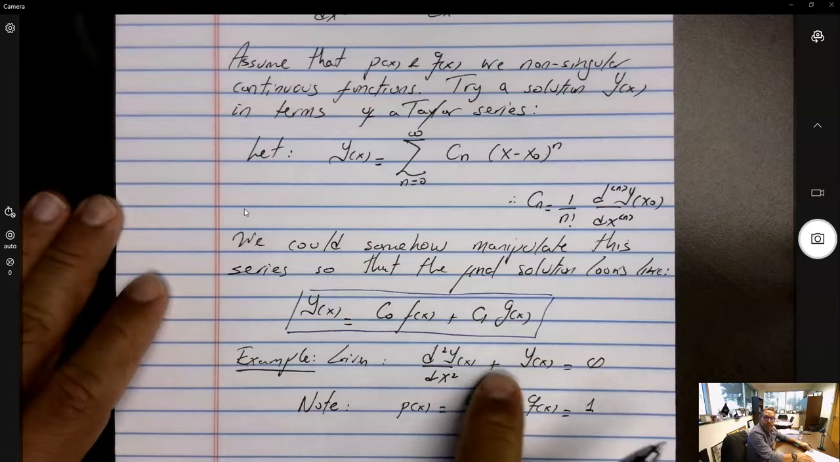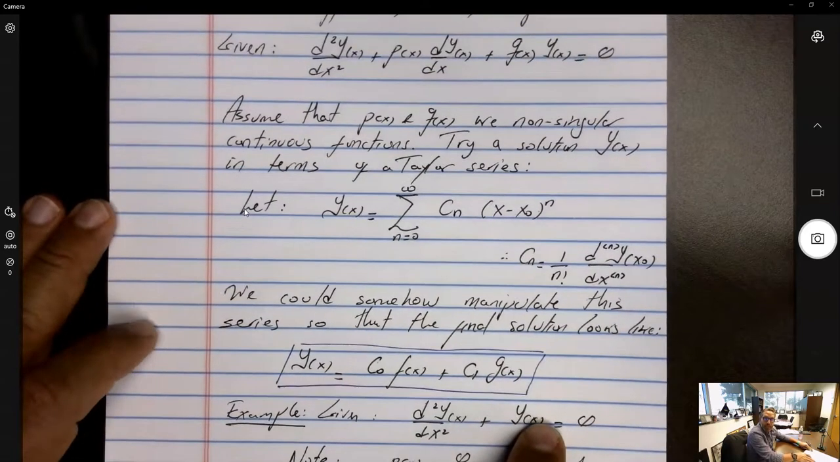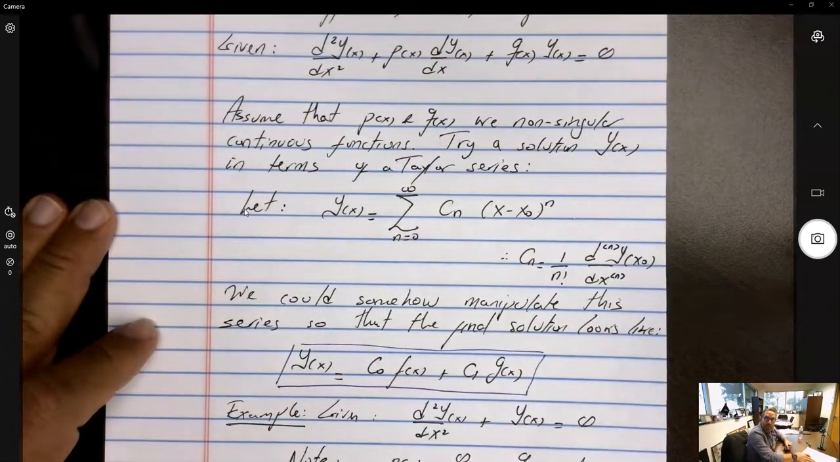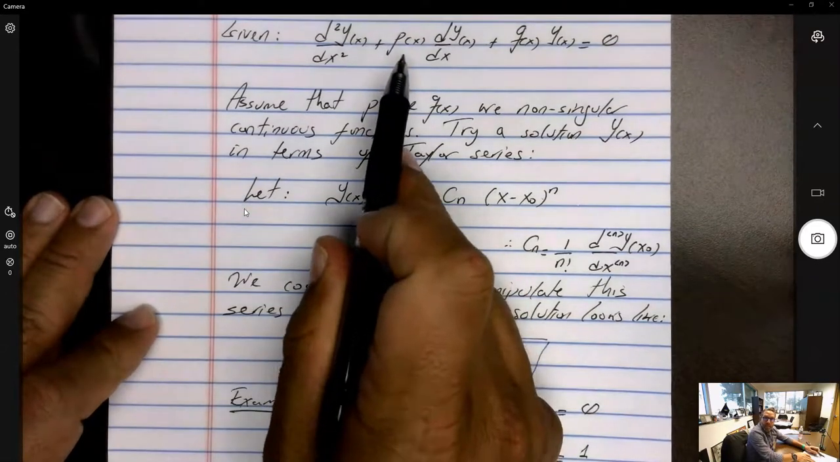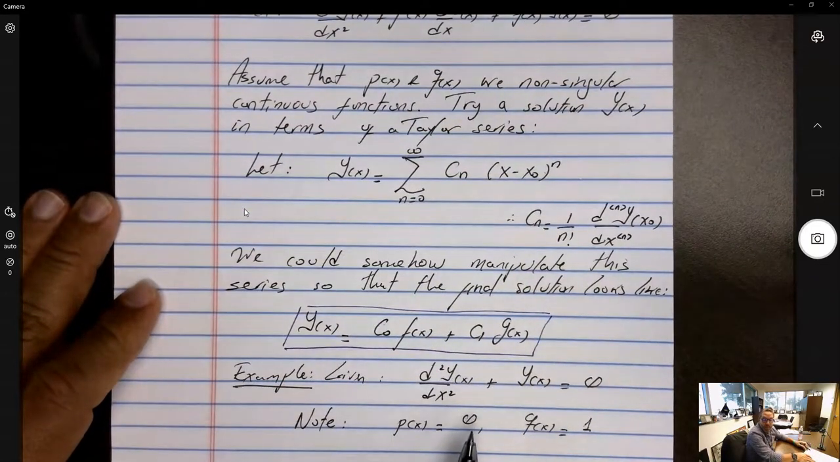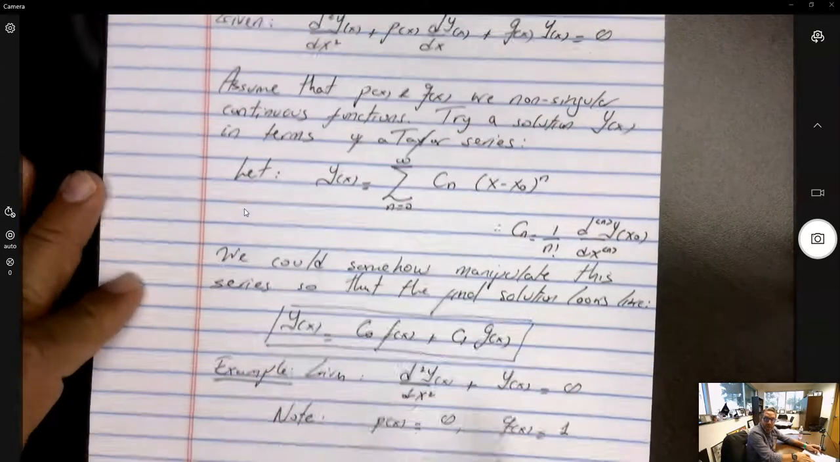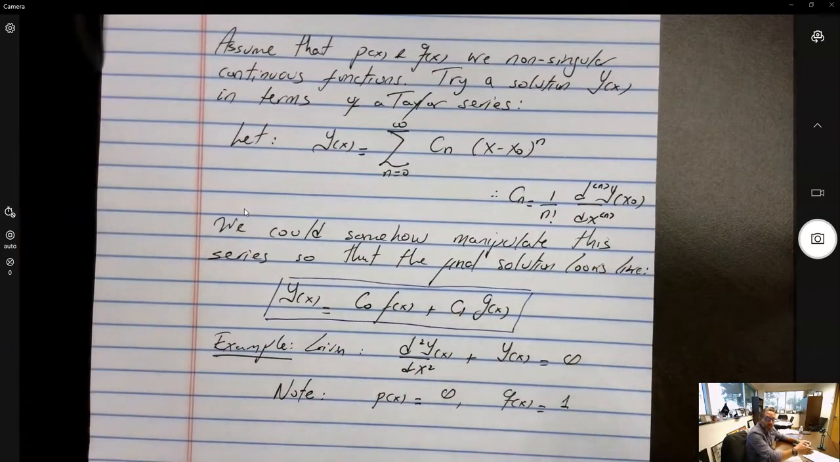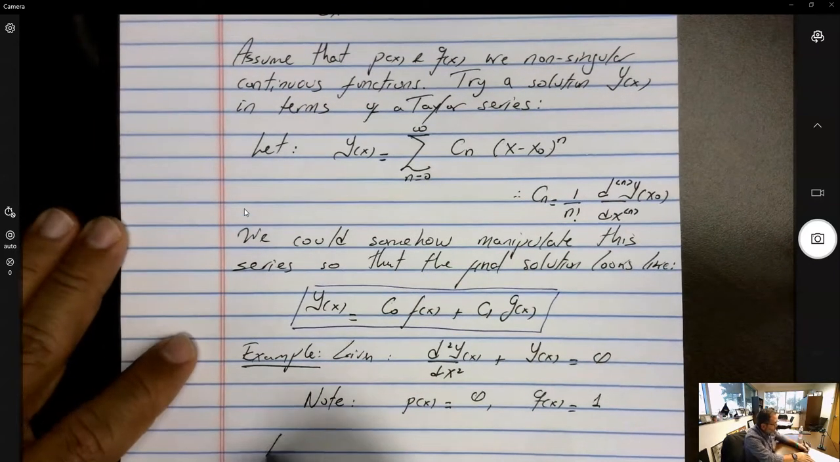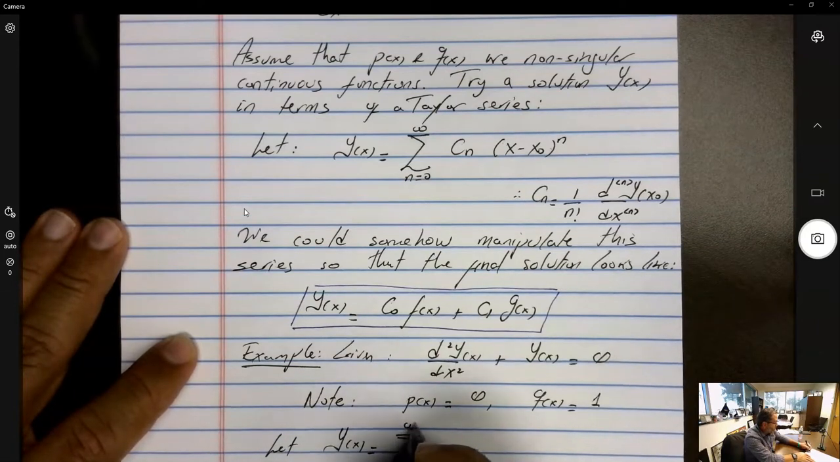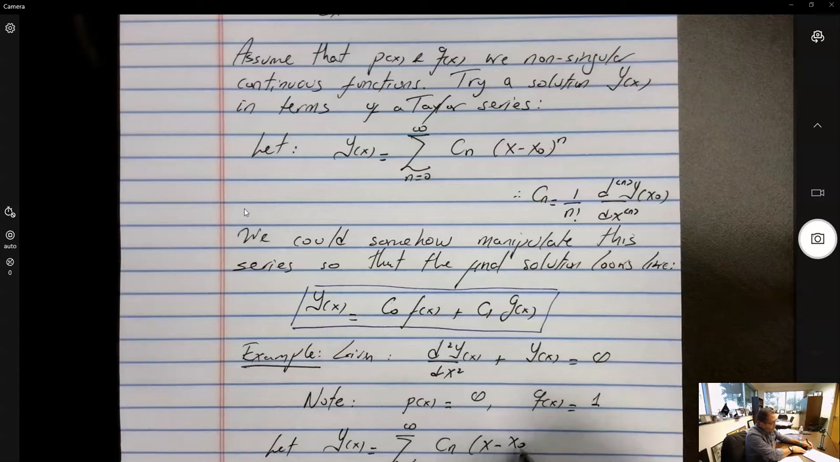So if we recast this equation in terms of the general form like this, the variable coefficient P(x) is not a variable coefficient, it's in fact 0, and the variable coefficient Q(x) is not a variable coefficient, it's in fact 1. So this is obviously a constant coefficient ODE. So we're going to let y(x) be equal to the summation from n equals 0 to infinity of Cn times (x minus x0) to the power of n.